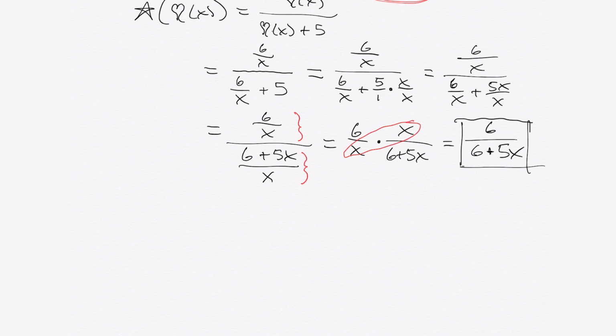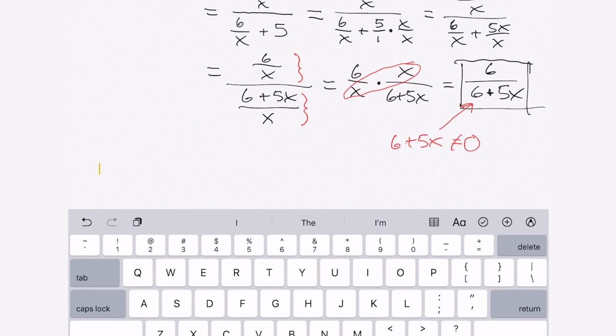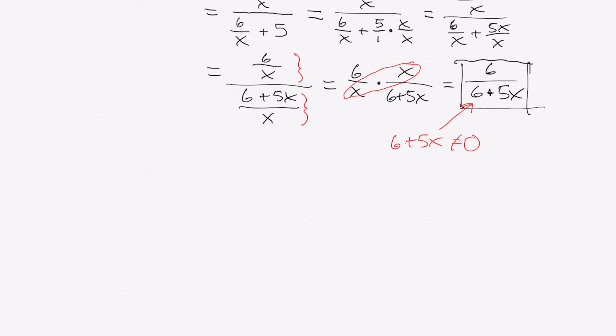But I'd also like to make a note, because I have to make a note. This denominator of our composite function, 6 plus 5x, is not allowed to equal 0 either. So we have to sort this out. I'm going to subtract 6 from both sides. 5x is not allowed to equal negative 6. Divide both sides by 5. X is not allowed to equal negative 6/5.